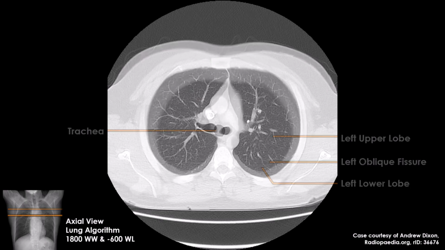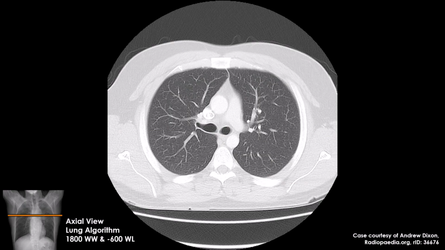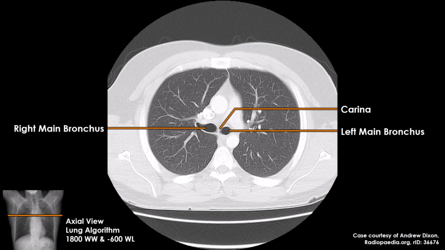Moving inferiorly in the axial plane, we're now at the level of the carina. The carina is this cartilaginous ridge at the base of the trachea, where the trachea divides into the right main bronchus and the left main bronchus. These main bronchi immediately divide into smaller and smaller branches until they eventually terminate at the alveoli. In the right lung, we can see some of these segmental bronchi, also called the tertiary bronchi. We can also see several very, very small branches called the bronchioles.